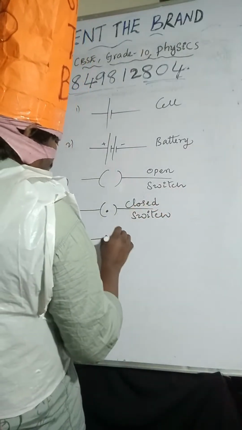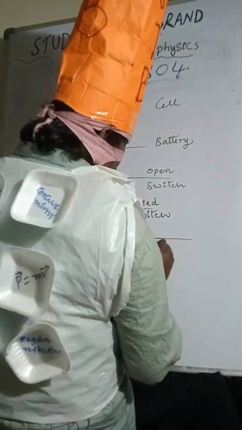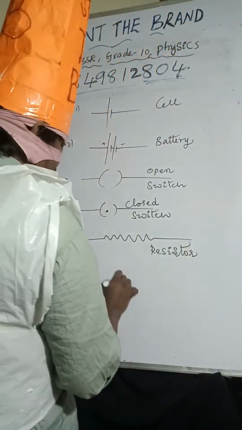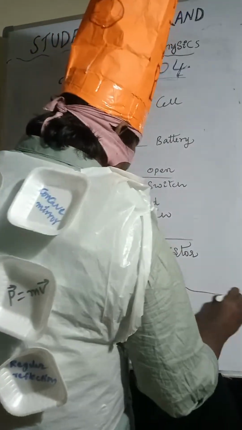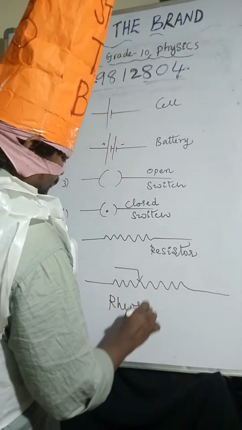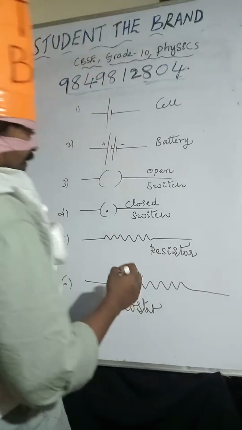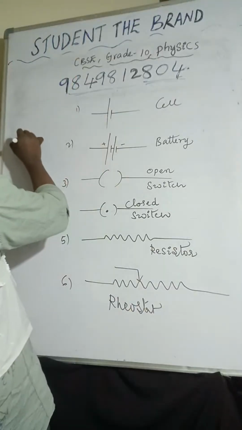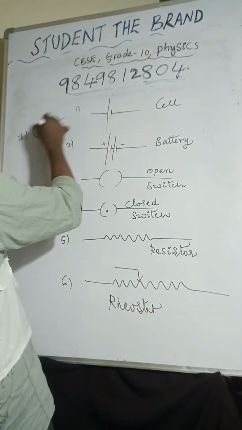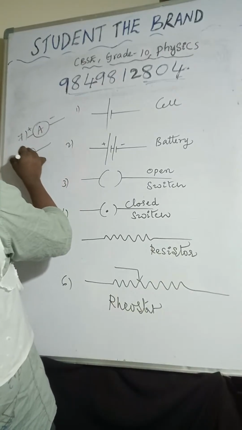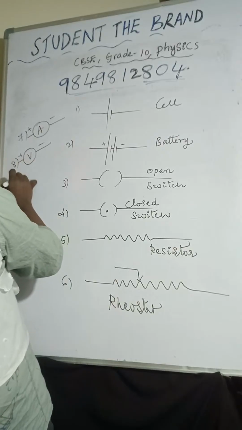Next one, resistor. Sixth one is rheostat. So this is the rheostat. Next one is ammeter. Seventh one is ammeter, with positive terminal and negative terminal. Coming to voltmeter, positive terminal, negative terminal.